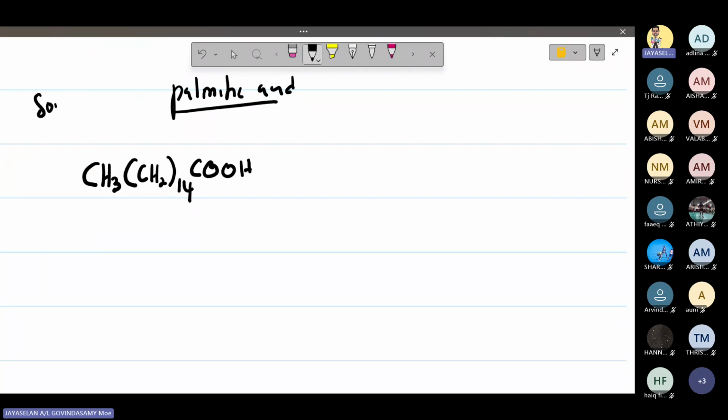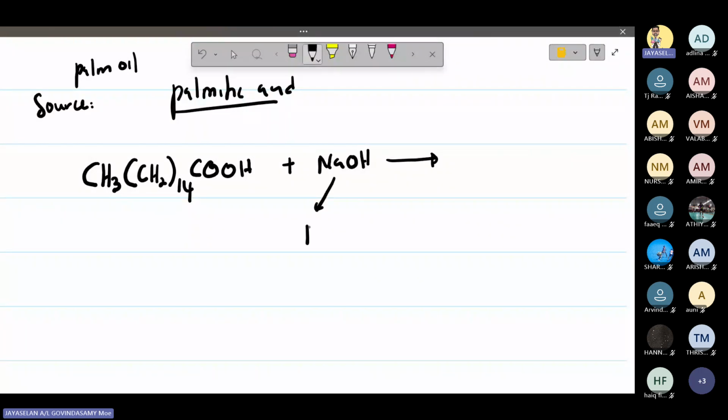And what is the source of this palmitic acid? Kalau ditanya dalam exam, palm oil. If it is 10, that is coconut oil. If 14, palmitic acid, palm oil. Okay, reacted with sodium hydroxide, what is the product you will get?